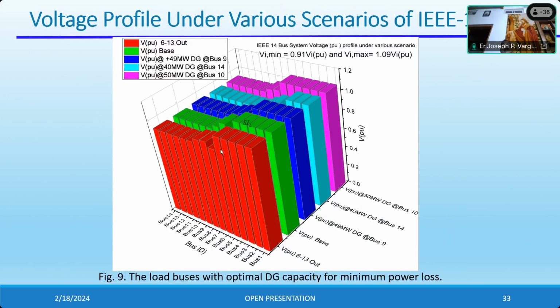We know that in each case, while we penetrate DG, the voltage is improved. That is also another inference of this study. Even in the base case, the voltage was within the allowable range, but here the voltage is improved. Hence, with the penetration of DG, we will get a very improved voltage in the system.